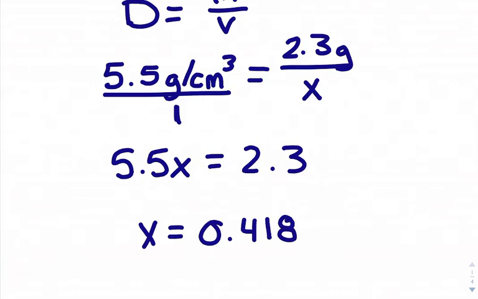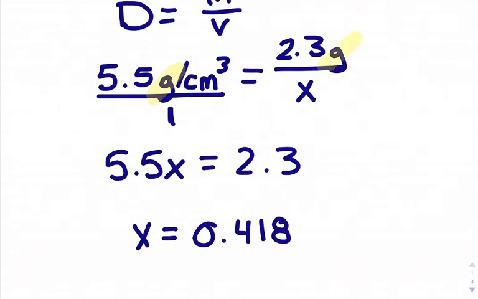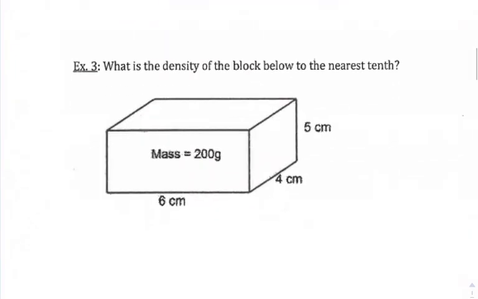And you get 0.418. Now we have to figure out what to label it. If you notice, grams is on this side and grams is on this side, so those two cancel out. The only thing left is our centimeters cubed. And that would be my answer. So let's try one more.